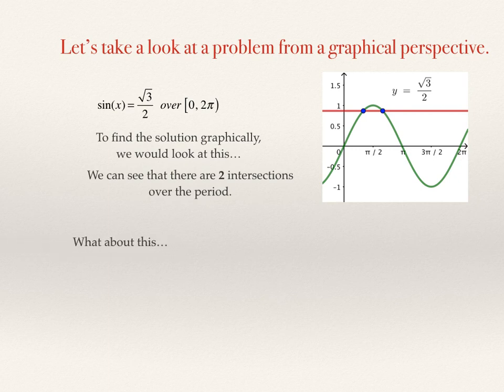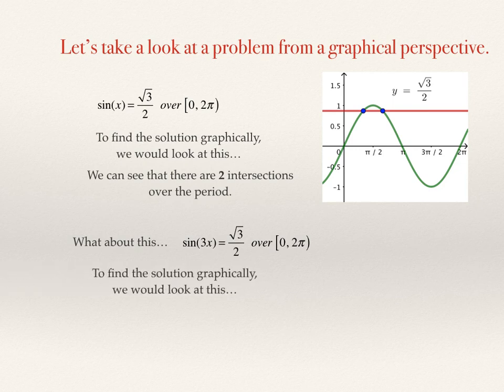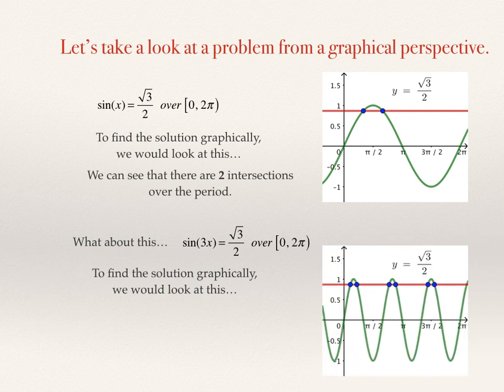So that was with a b value of 1, but what happens when I change the b value to 3? So I'm going to think about the sine of 3x equals root 3 over 2, and to find these solutions graphically, if I were to graph the sine of 3x, we can see from the green curve that we actually have 3 full cycles of the sine function between 0 and 2 pi. And when that happens, we now get 6 intersections or 6 solutions to this.